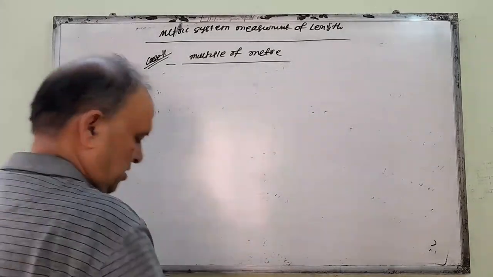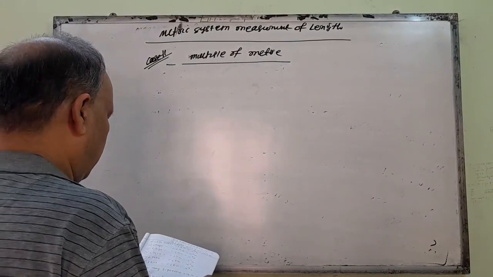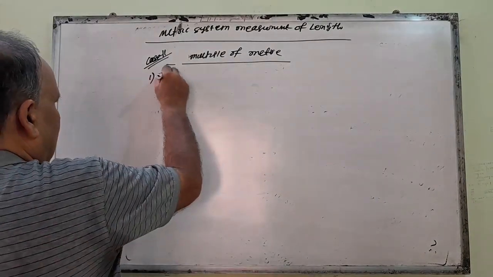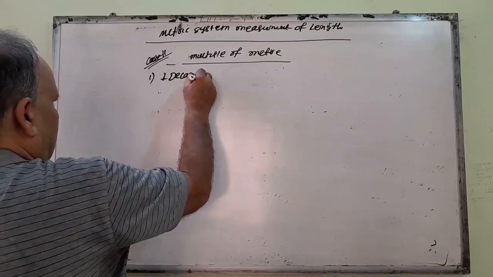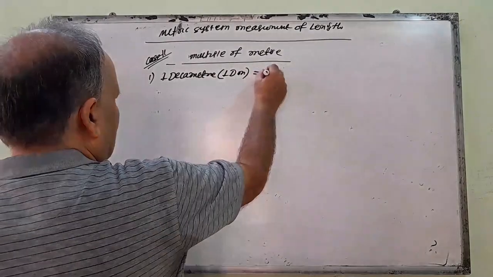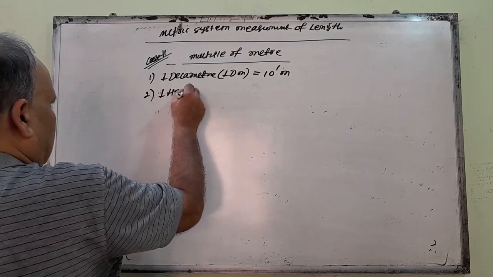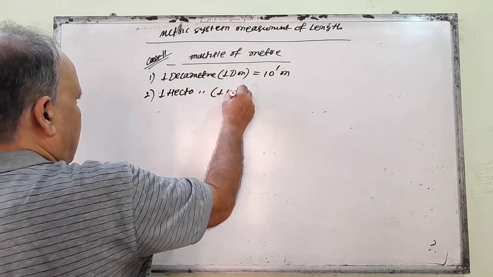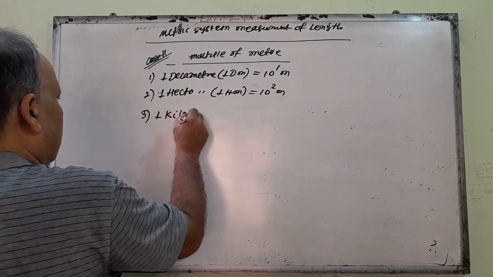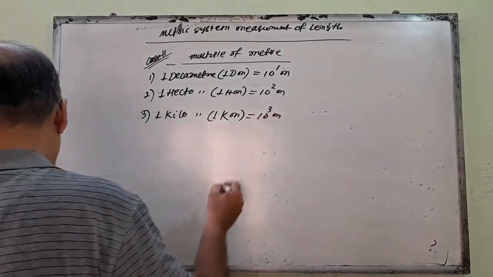There are some measurements you see. One decameter, 1 capital D small m, here all are capital, first letter, that is 10 to the power 1 meter. 1 hectometer, 1 hm, that is 10 to the power 2 meter. 1 kilometer, 1 km, 10 to the power 3 meters.